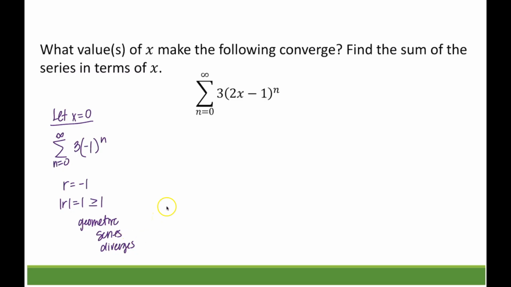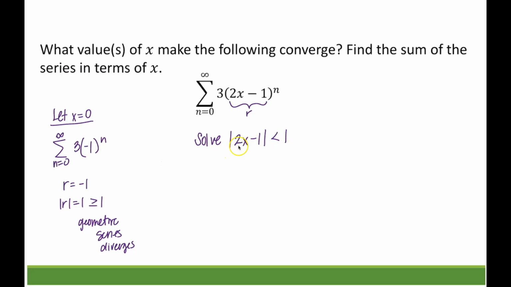Well, we're not going to try every single x value. What we want to recognize is that here the 2x minus 1 is in the place of r. This has that a r to the n look. So in order for this to converge for different x values, we would need to solve when does the absolute value of r, when does the absolute value of 2x minus 1 satisfy the inequality of being less than 1? Because that's how we know a geometric series converges. So we're going to solve this for all the x values that work.